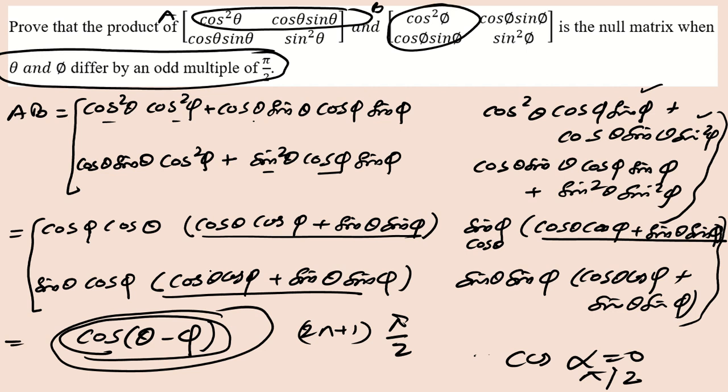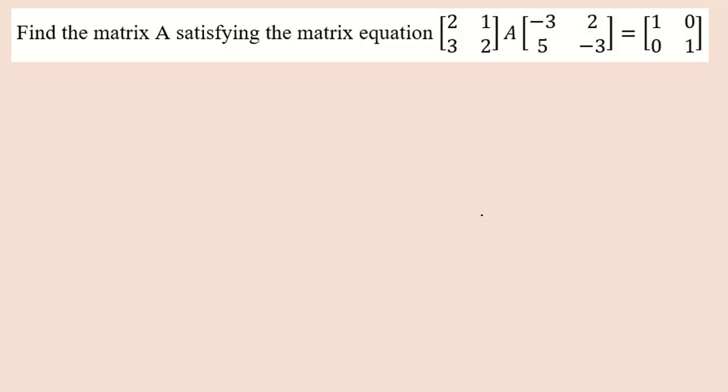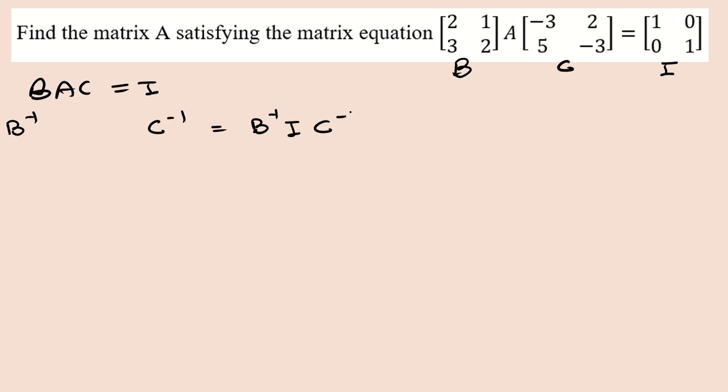Okay, now next question. This type of question will be very lengthy, but it is very easy. Find the matrix A satisfying the matrix equation. So I am taking this matrix as B, this matrix as C, and this is of course the identity matrix. So this is B A C equal to I. What I am going to do here is pre-multiply with B inverse and post-multiply with C inverse.